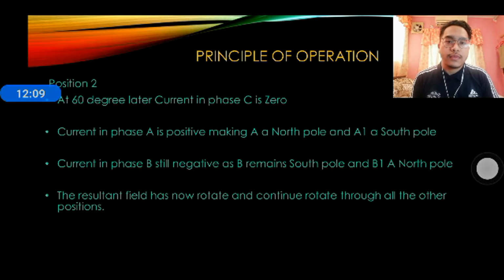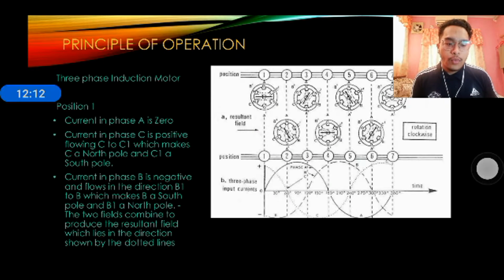Position 2, 60 degree. The current in phase C is 0. Current in phase A is positive, making A north and A1 south. So the flow is from A to A1. The current in phase B is still negative, as B remains south and B1 remains north pole. The resultant field has now rotated and continues to rotate through all the positions.